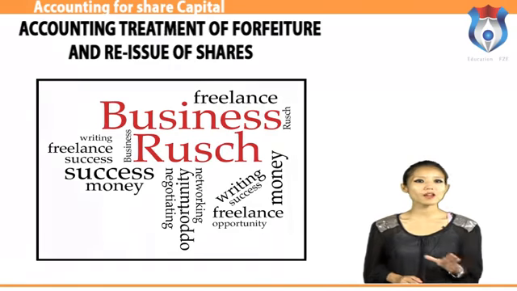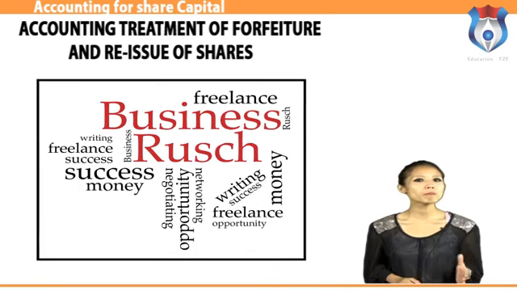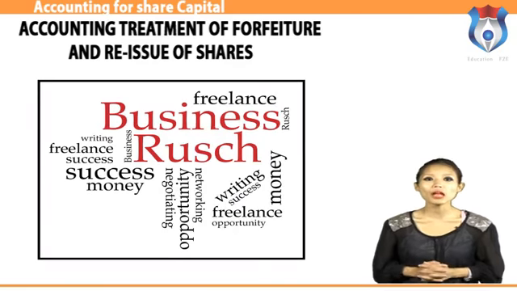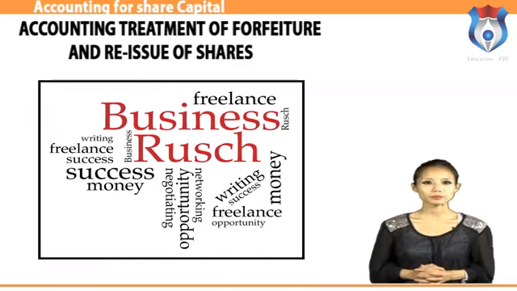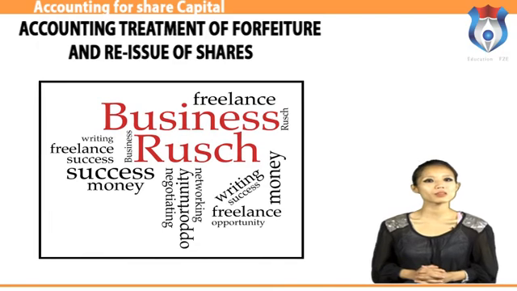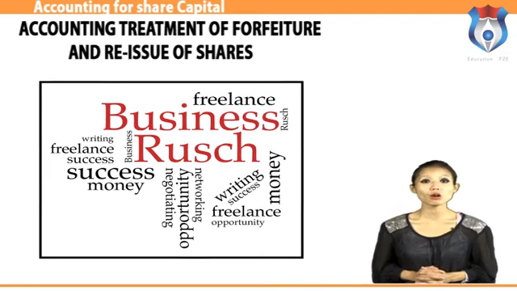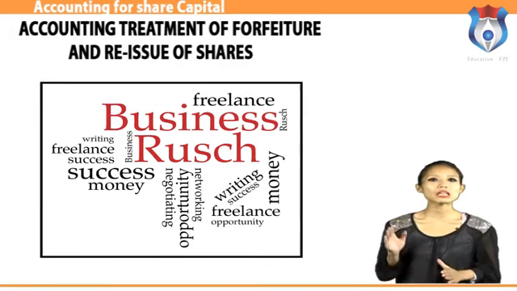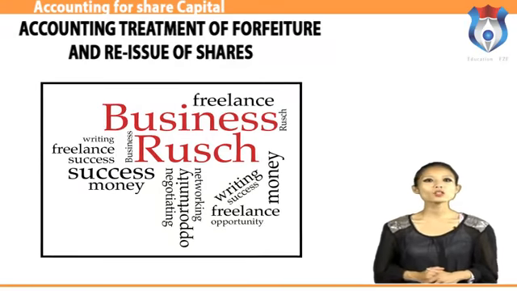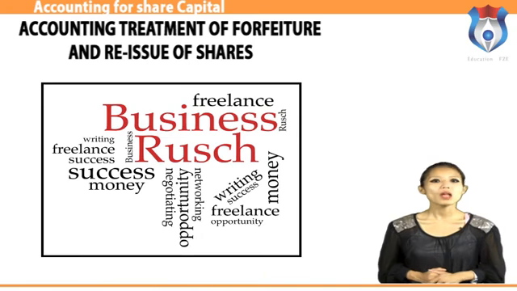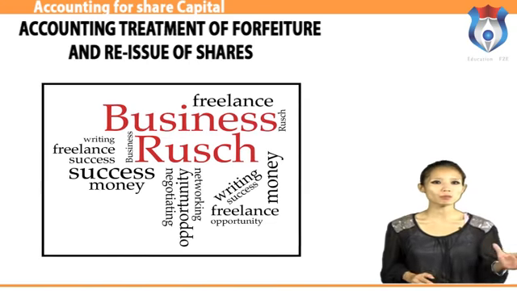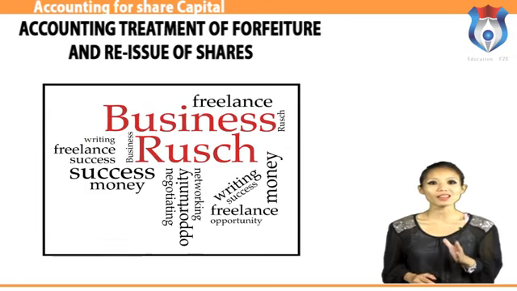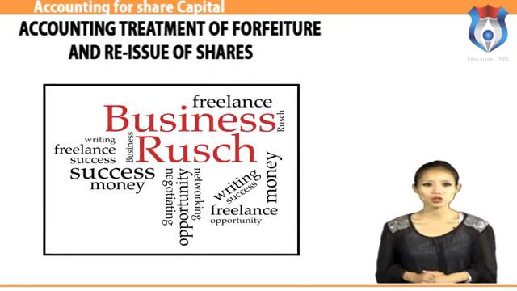We can look at it from another angle, that is, the company cannot give a discount of more than a particular amount while reissuing the forfeited shares. The maximum permissible discount at the time of reissue of forfeited shares is ascertained in different situations in the following manner. Shares originally issued at par. When the shares are originally issued at par, the maximum permissible discount for reissue of shares is equal to the amount forfeited on such shares.